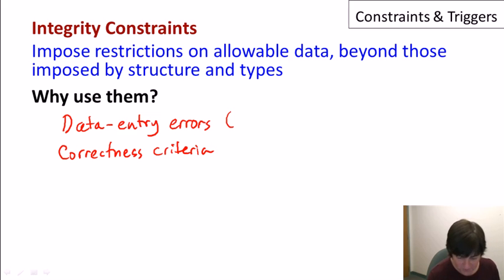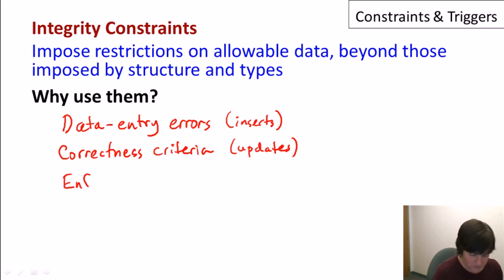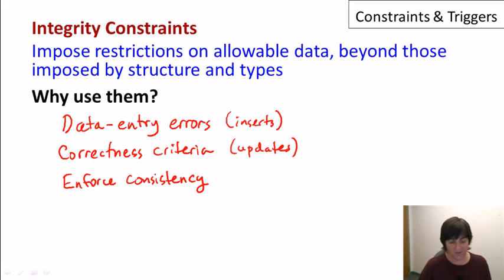So data entry errors would be typically for inserts, where correctness criteria might be for updates. So if we're modifying the database, for example, we update a GPA or an enrollment, if we're checking our constraints, that will make sure that our updates are correct. They don't have errors. Another use of constraints is to enforce consistency. So we might have copies of data in the database in different places, or some data that relies on other data. And so when we have that situation, consistency, we could have constraints that specify the consistency requirements and are checked automatically.